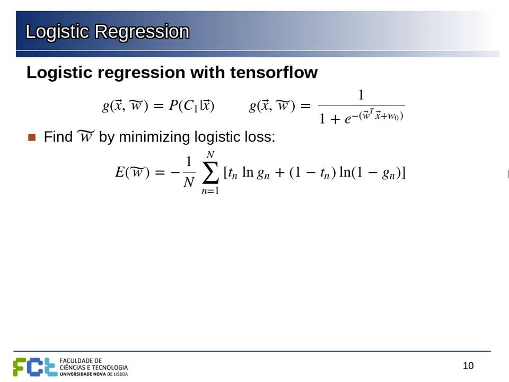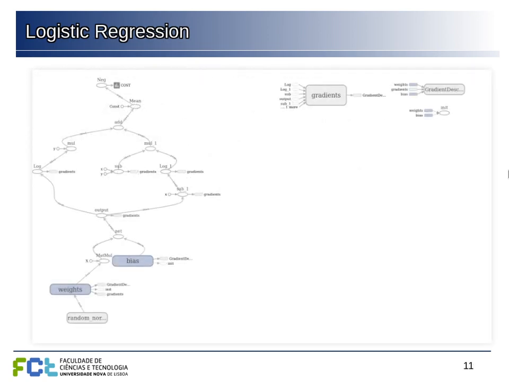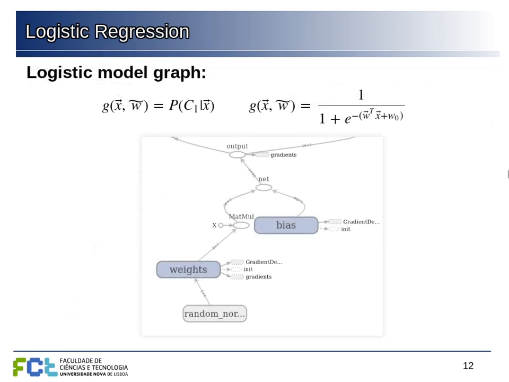Okay, so now to implement this, we need to create the computational graph for this part. So this is the graph here. We have a set of weights, these here, that we start with a random normal distribution. We have this bias here that we can start at 0, and then we input our data here, the x.